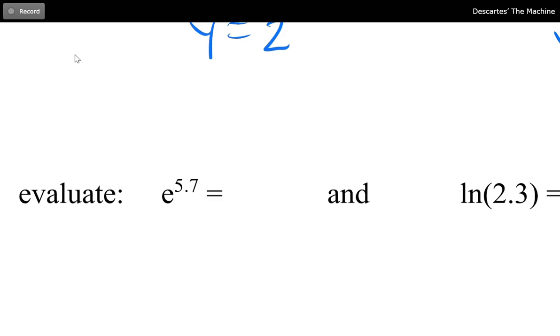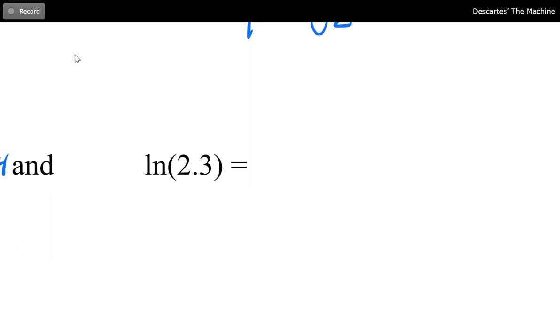So in order to evaluate that, I'm going to press the blue button, which is second, and then press ln, which gives me the e to the x function. I get an e with a little exponent that jumps up top. I'm going to type in 5.7 and then press enter, and it's just going to give me a decimal approximation. That's 298.8674, to 4 decimal places. Okay, so just some practice on how to evaluate that with a calculator.